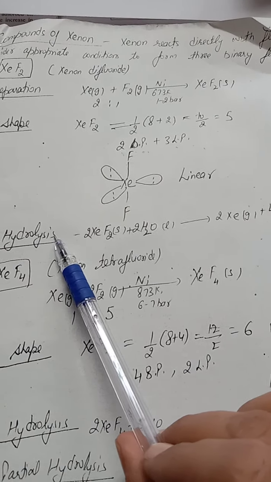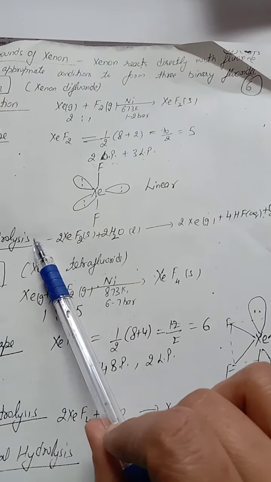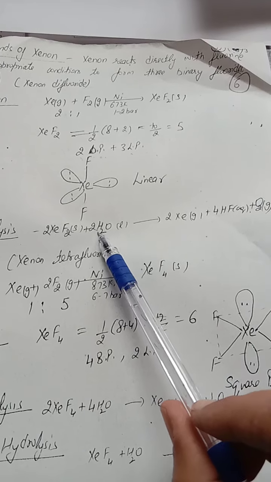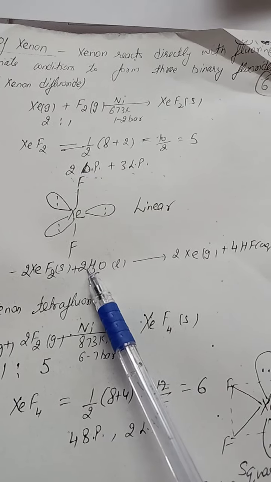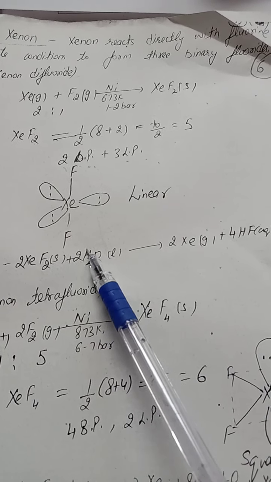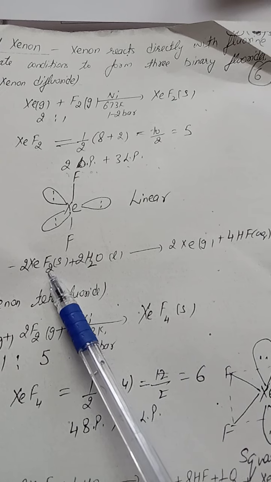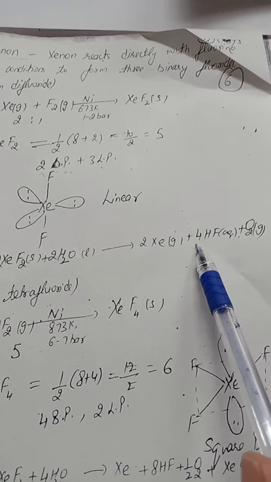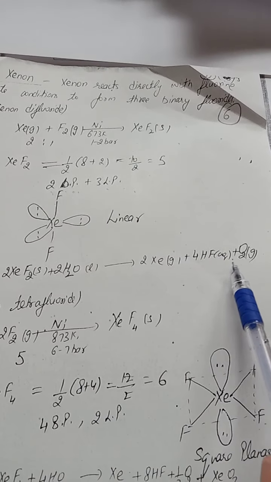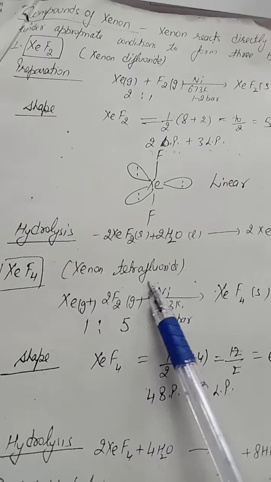And upon hydrolysis, these hydrolysis reactions are very important from the examination point of view. Xenon difluoride on hydrolysis, meaning its reaction with water, how many hydrogens are here? 4. So 4 hydrogens will combine with 4 fluorines to give us 4HF, and the rest will give xenon with oxygen. Second one is xenon tetrafluoride.